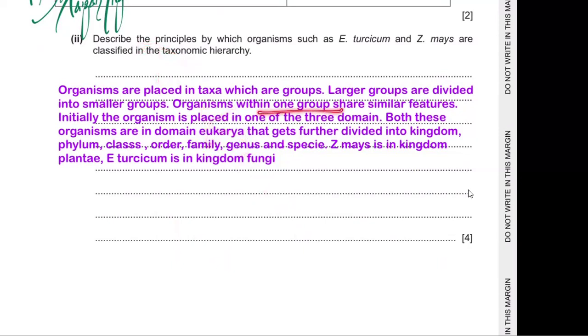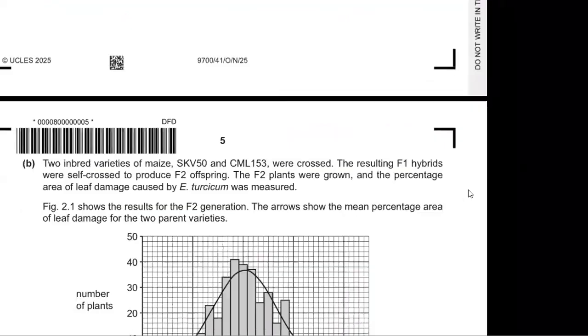The organisms within one group share similar features with each other. That's why they are placed there. So initially, the organism is placed in one of the three domains. There are three domains: the bacteria, the eukarya, and the archaea. Both these organisms are in the domain eukarya. We know that because one is fungi, the other is plant, and they get further divided into kingdom, phylum, class, order, family, genus. You need to remember the hierarchy. And then Zea mays is in the kingdom of plantae. This one is in the kingdom fungi. We just mention that, and then we get our good 4 marks.